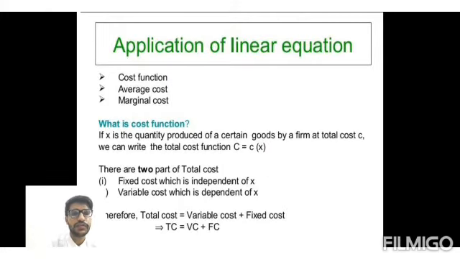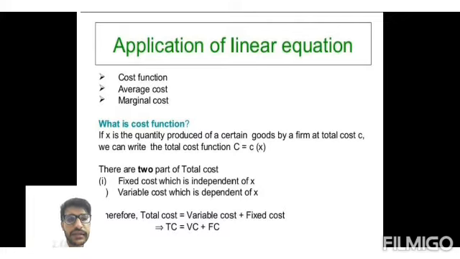Application of the linear equation: cost functions, average cost measure. What is the cost function? If x is the quantity produced of the goods by the farmer, the total cost C can be written as the total cost function C = C(x). x is a variable. There are two parts of total cost: fixed cost, which is independent of x, and variable cost.